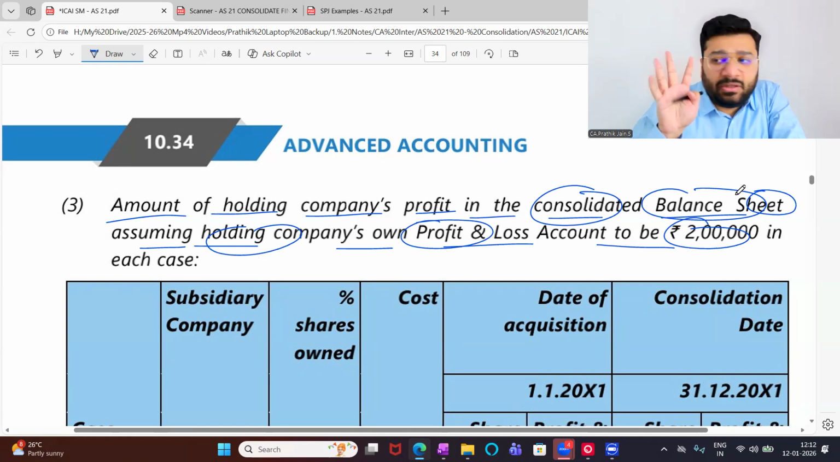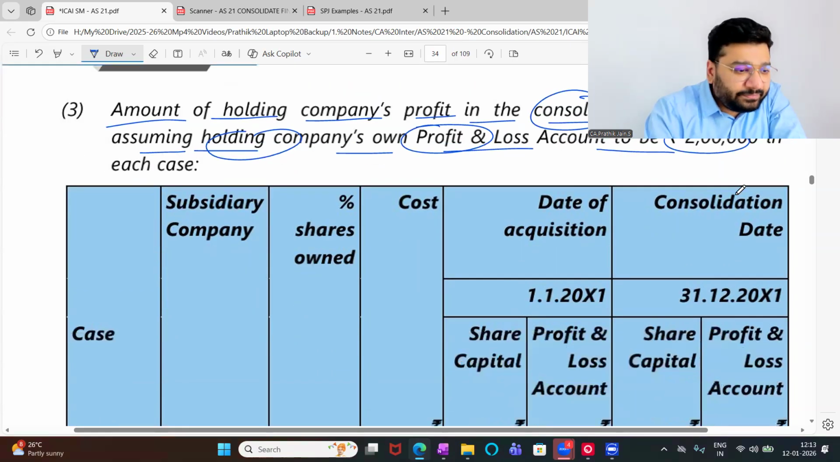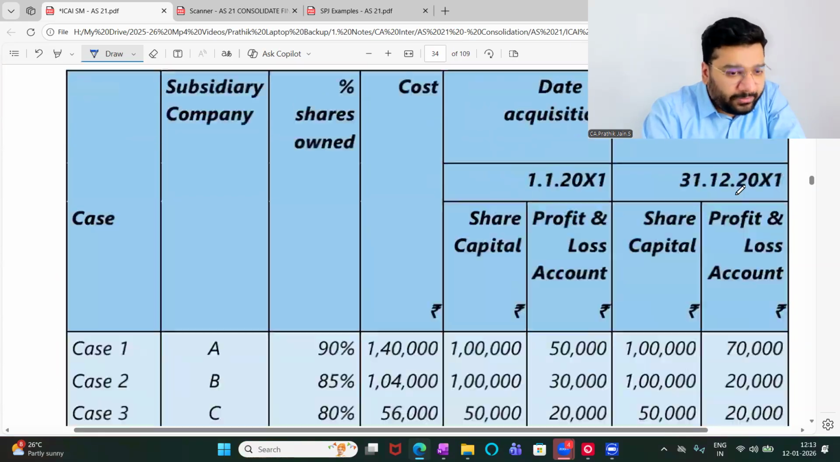Not got it? Okay. So working note 1, AOP. Working note 2, goodwill and capital reserve. Working note 3, minority interest. Working note 4 is consolidated reserve and surplus. But we will not do it that way. We have to do the format a little differently because we have 4 cases to accommodate.